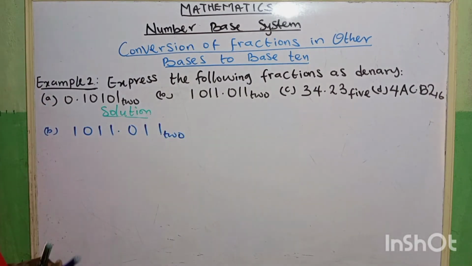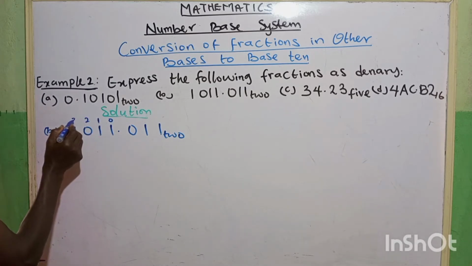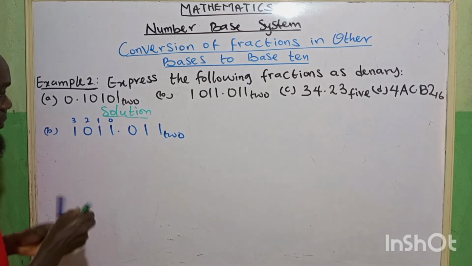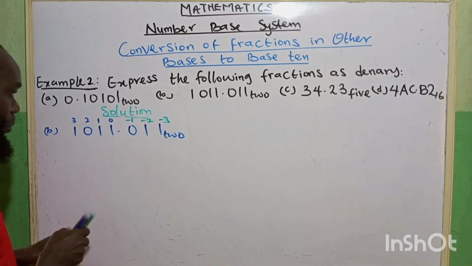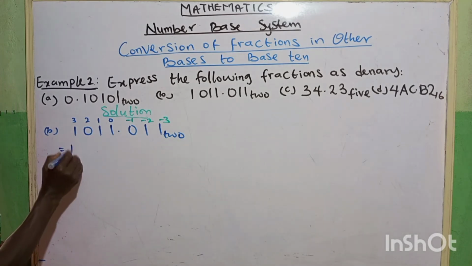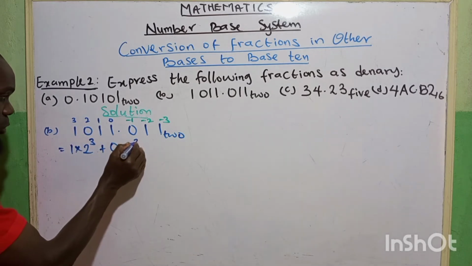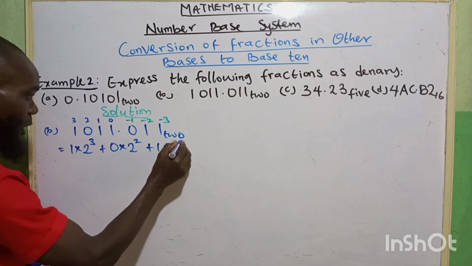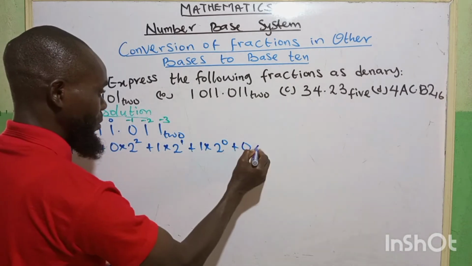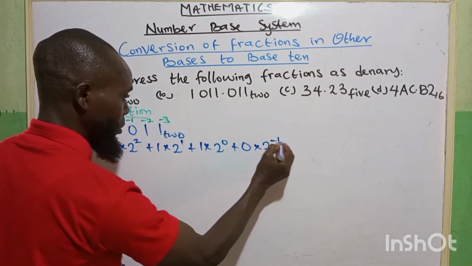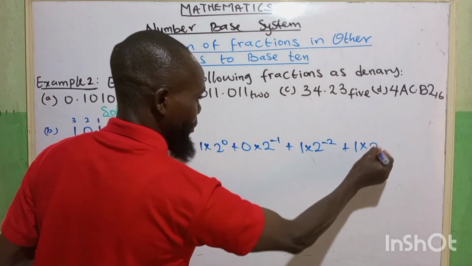Question B. Now let's label this. Here we are going to have 0, 1, 2, 3, and we have minus 1, minus 2, minus 3. So let's proceed. We have 1 multiplied by the base 2 raised to power 3, plus 0 multiplied by base 2 raised to power 2, plus 1 multiplied by 2 raised to power 1, plus 1 multiplied by 2 raised to power 0, then plus 0 multiplied by 2 raised to power minus 1, plus 1 multiplied by 2 raised to power minus 2, plus 1 multiplied by 2 raised to power minus 3.